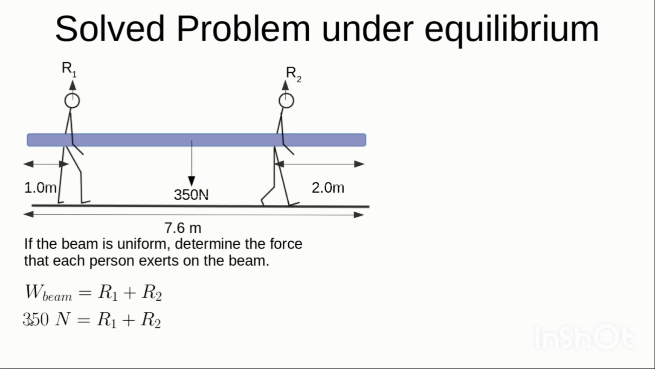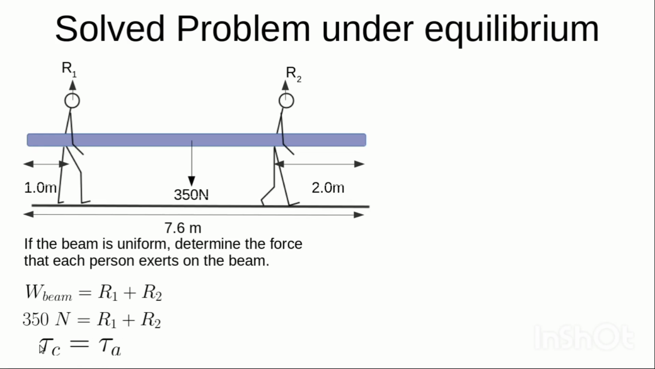Now, we have only one equation with two unknowns. So it will be difficult for us to solve for R1 and R2 with just one equation. We have to devise a second equation, which is the equation for torque. It's given as: the clockwise torque must be equal to the anti-clockwise torque.